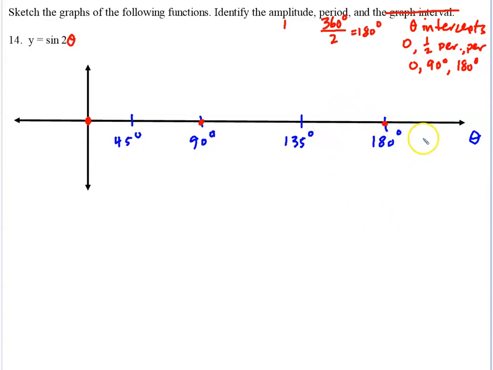Okay, and I should have kept going. I'd like for you to show all the way to 360. As a matter of fact, I think I'm going to do that. So let me change this up a little bit. I'll do it the way I want you to do it.